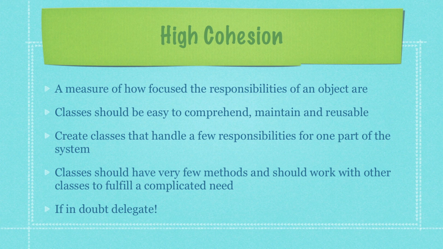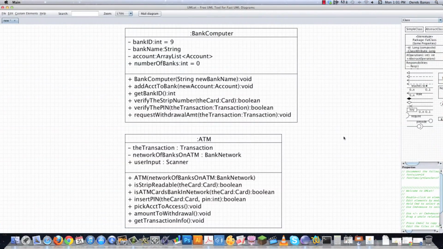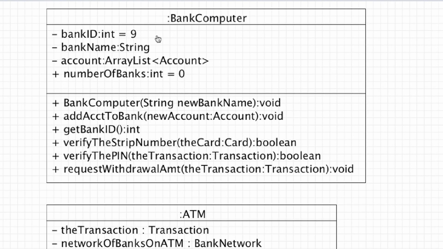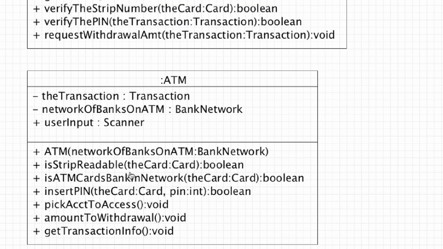And those classes should have very few methods and should work with other classes to fulfill any needs that would be considered more complicated. And if you are ever in doubt whether you have one individual class handling too many responsibilities, of course, delegate. And here, from my past examples, you can see an example of cohesion, and we have high cohesion. We have bank computer, which does so many different things, and yet, look at this, it's nice and tight and compact. And the same thing can be true for ATM, which we're going to see here in a second, which is going to use the controller pattern. It is also very tight and neat and compact and does only what it needs to do.